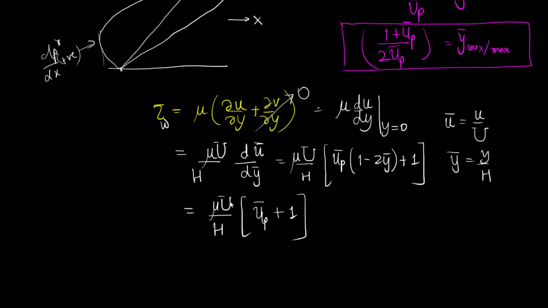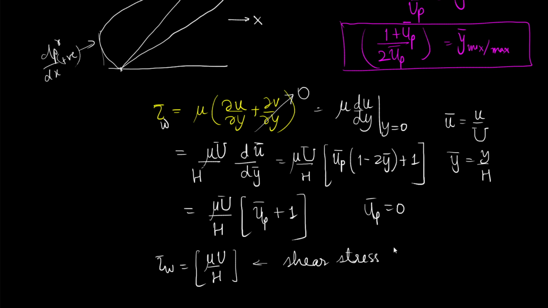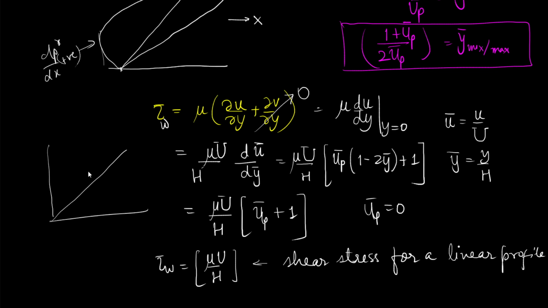So using this we find the expressions for the wall shear stress. In case the up bar component is 0, that is there is no pressure driven component, the wall shear stress simply becomes equal to mu U upon h. I mean this term becomes 0, so only 1 remains. So this is simply the shear stress for a linear profile. And as you can imagine, if you have a linear profile, the slope is constant throughout the domain, and so this is the value of the shear stress everywhere.